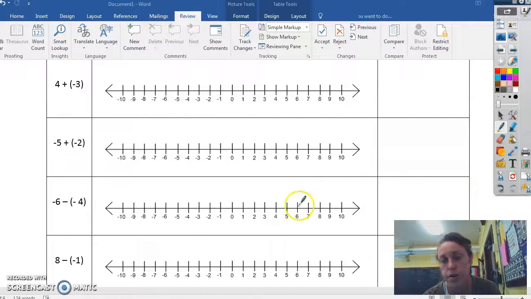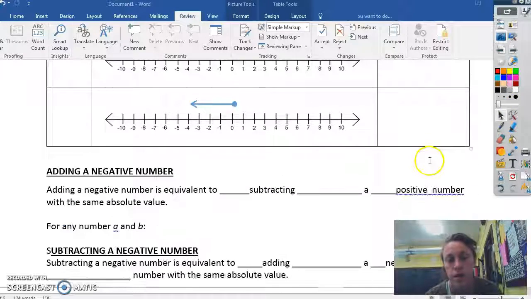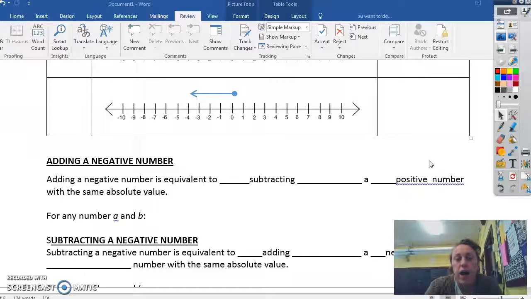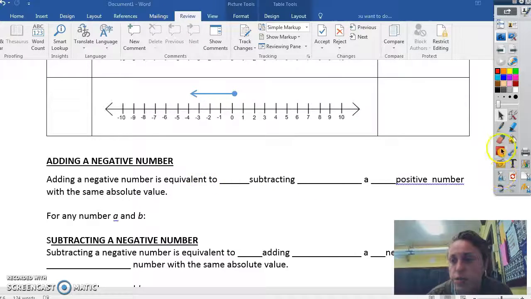I'm really trying to keep my videos smaller, but there's a lot of information here. So we're adding a negative number. Adding a negative number is equivalent to subtraction, like I told you guys. Okay. I'm going to stop it, and then we can go through this later on.